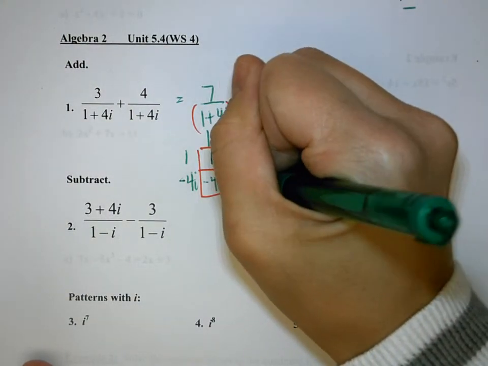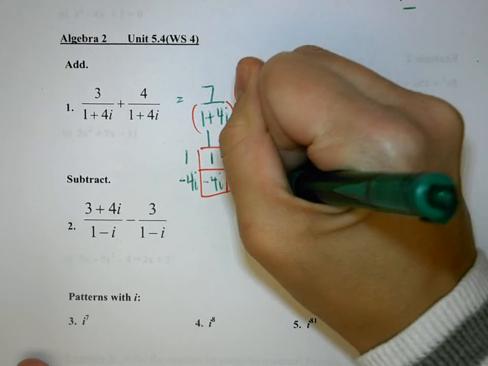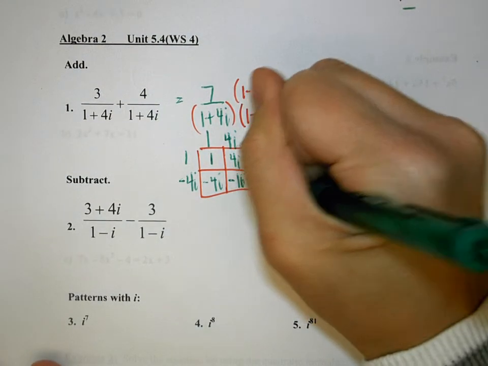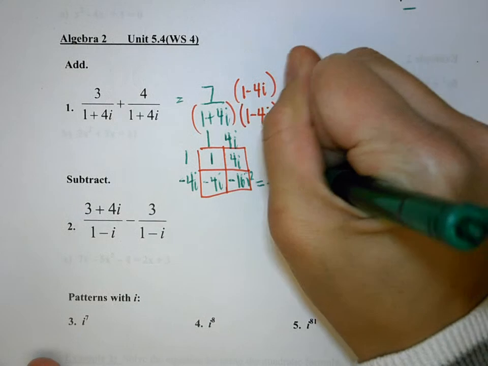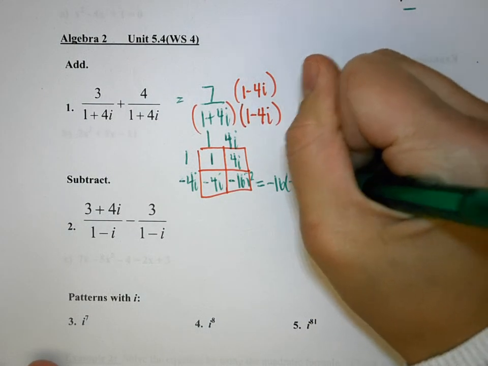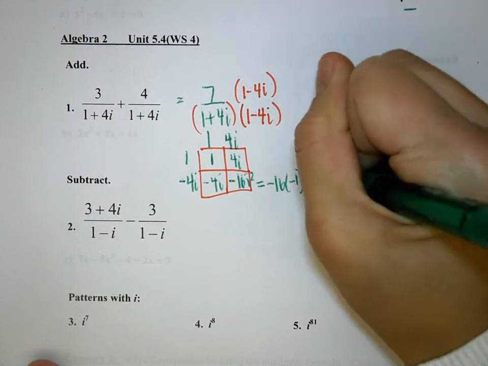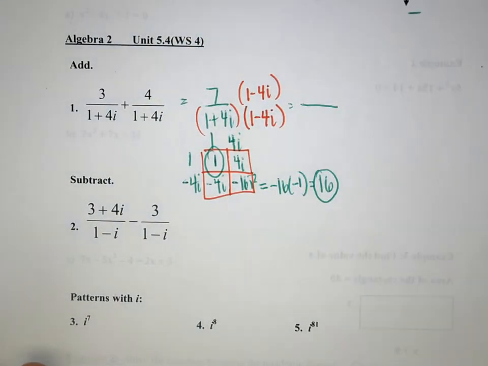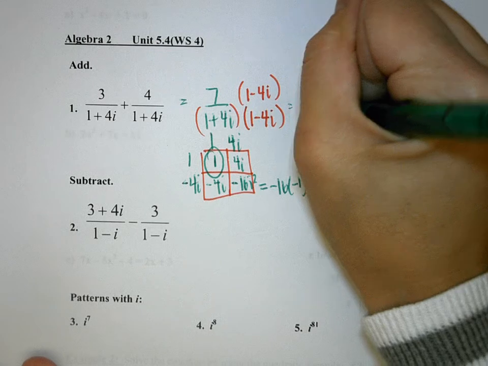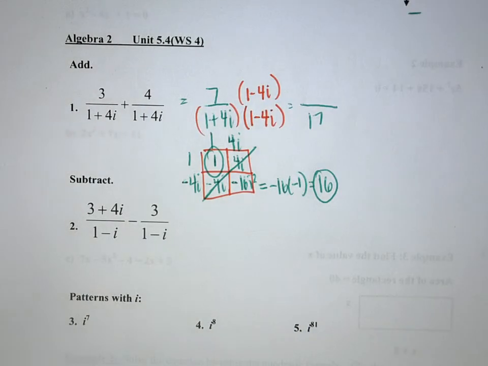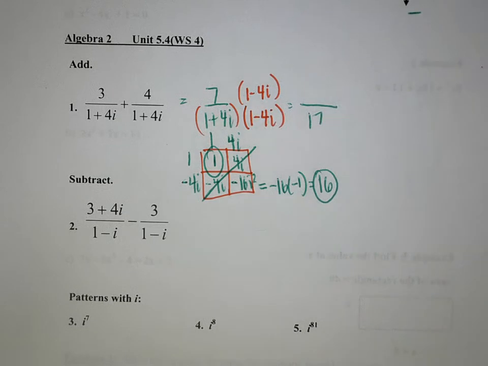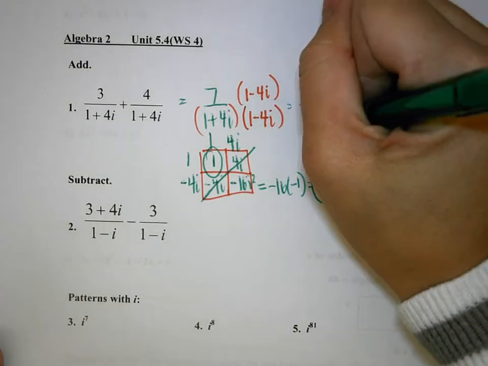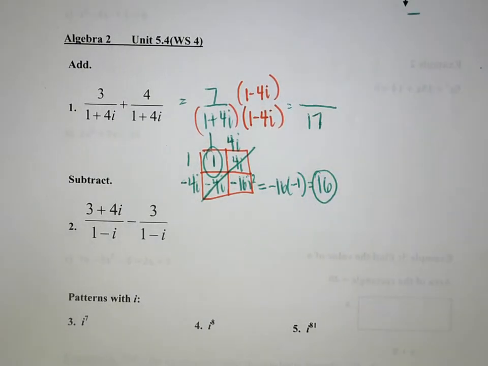Good. Negative 16i squared, which we know will make negative 16 times negative 1, which makes positive 16. So I have 16 plus 1, which means my denominator is 17, because my 4i and negative 4i canceled out. And the whole purpose was to get rid of the i's. So if you're multiplying and you end up with an i in the denominator, you obviously did something wrong, because you do not want any i's in the denominator.